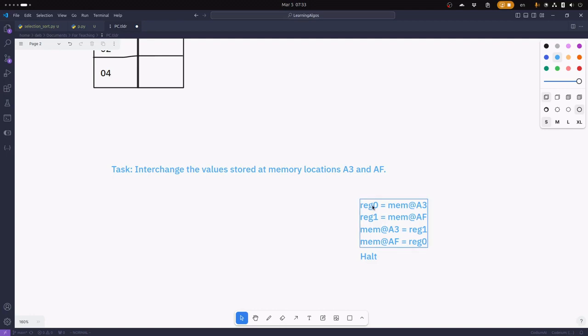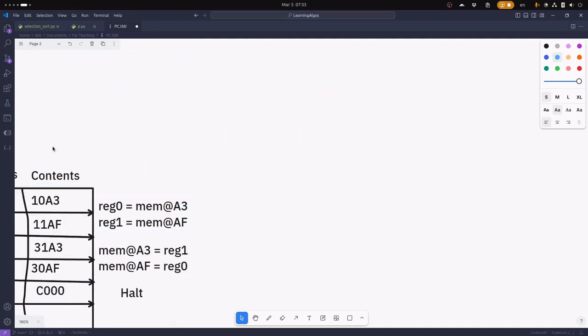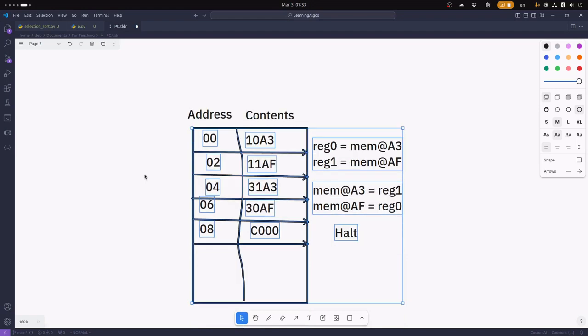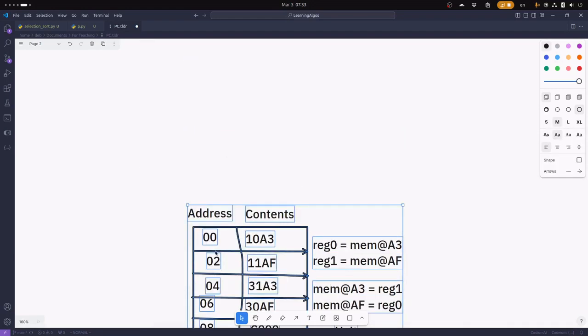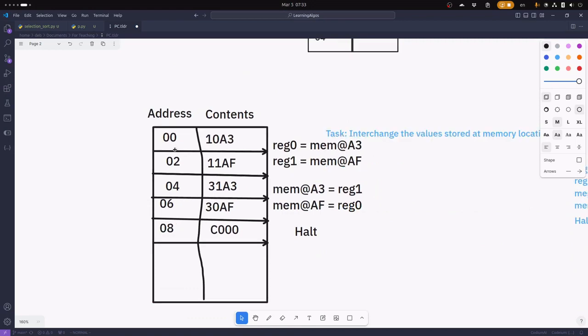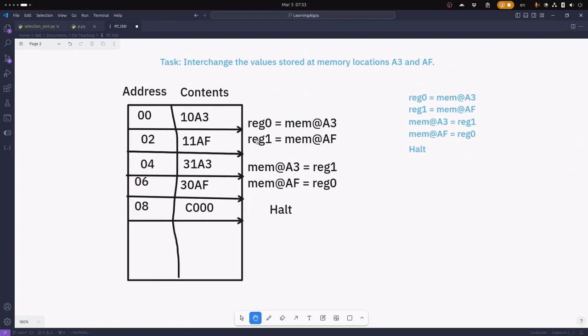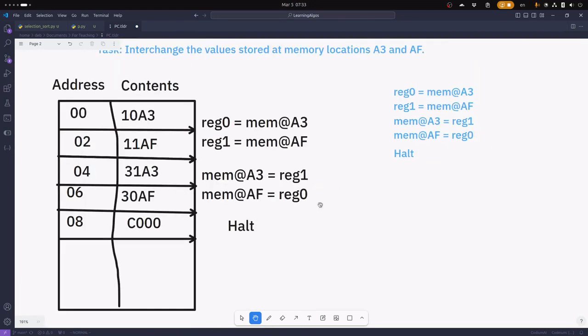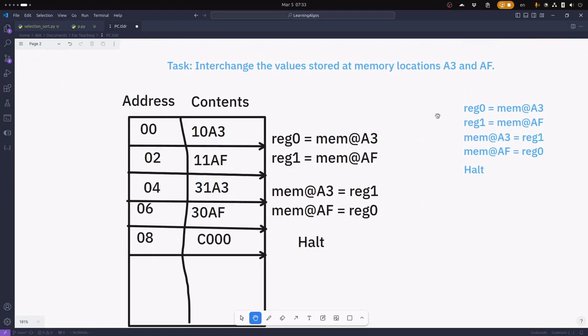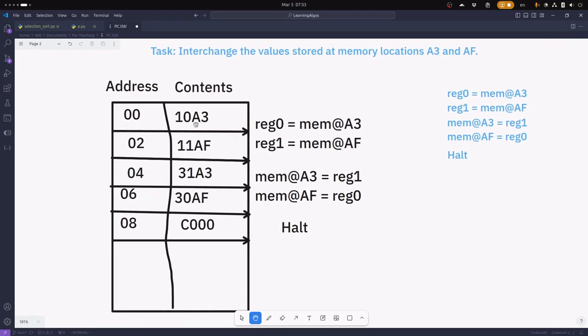And now we will convert these instructions into machine instructions, machine language. So how do we put the value of memory address A3 into register 0? In that case, I have already done this, so I don't want to waste time, and I'm going to show you directly here. I did the same thing. Things are a little squeezed here.